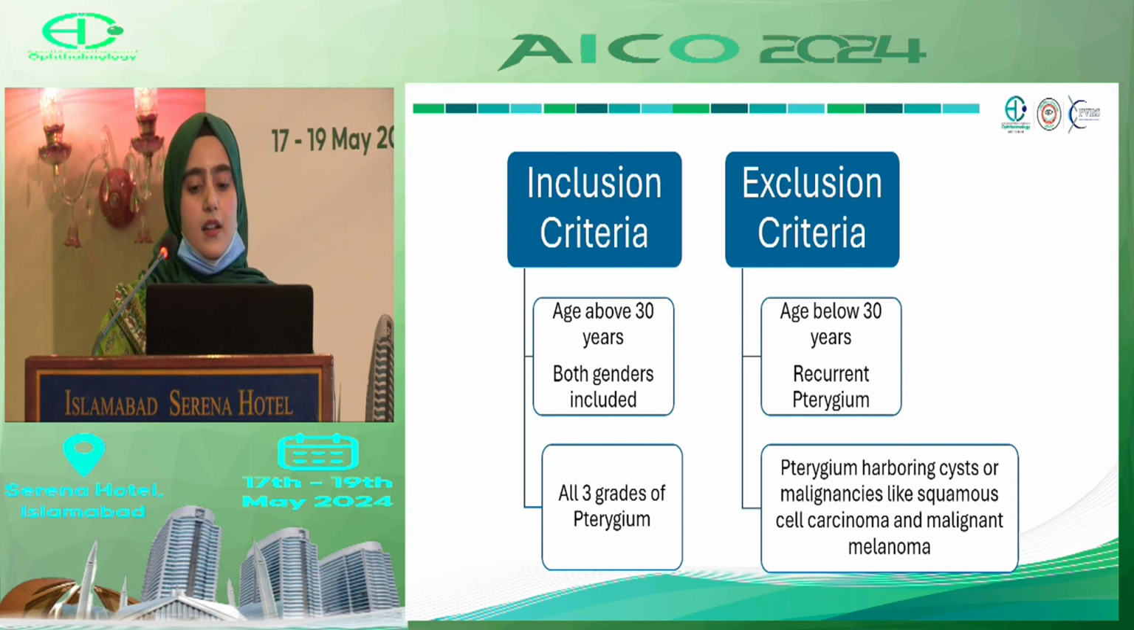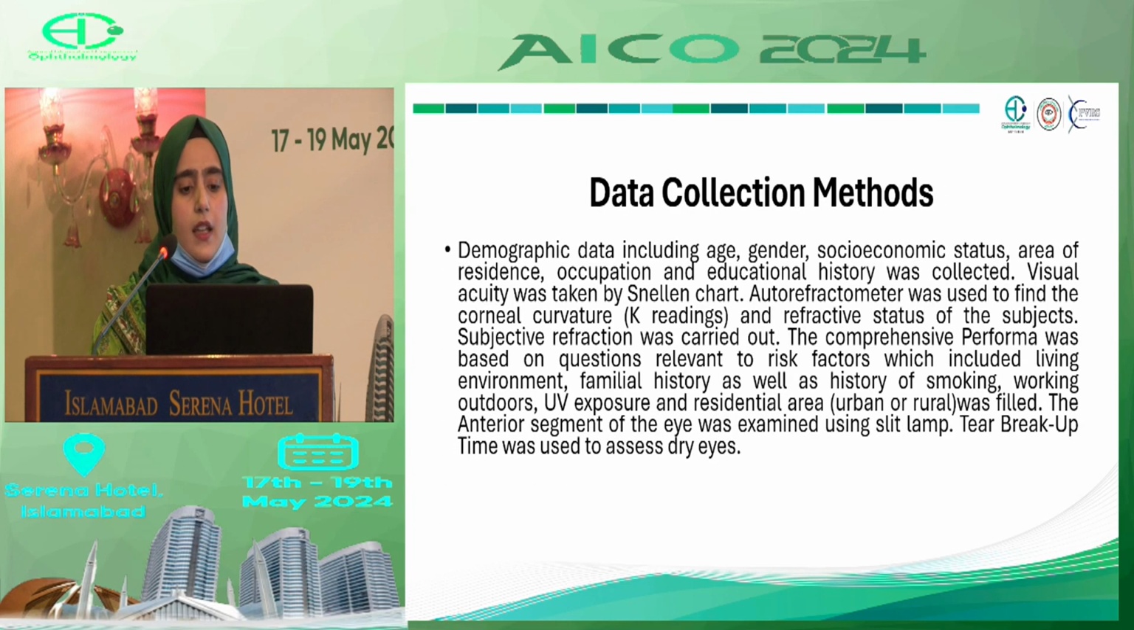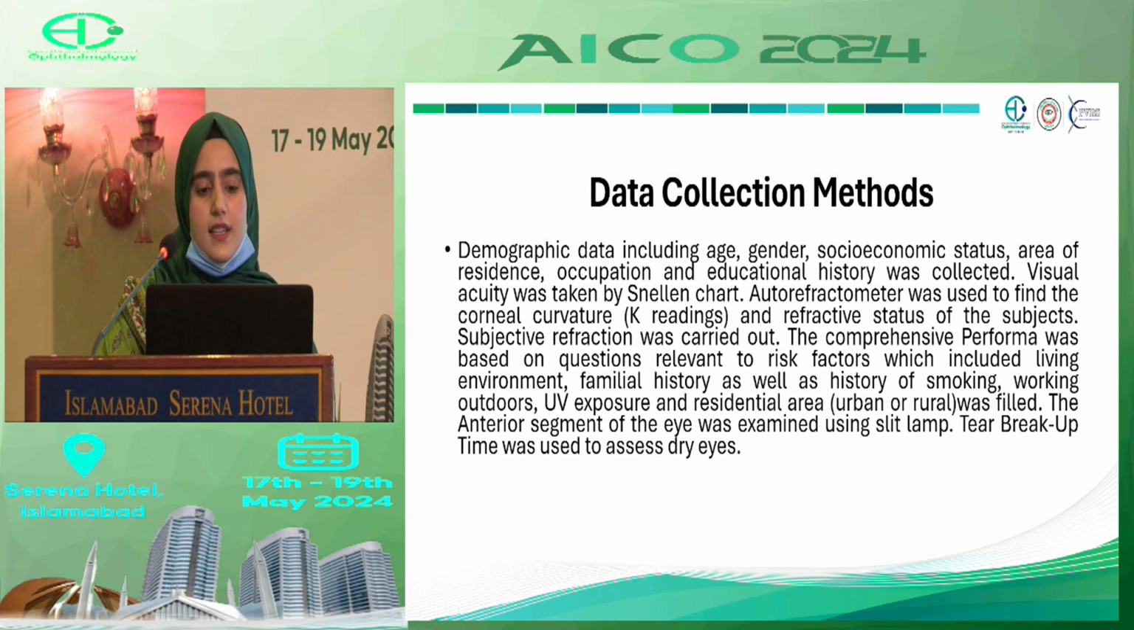Data collection instruments used were Snellen charts, slit lamp, autorefractometer, topical anesthetic agent, and fluorescein strips. I collected the data using a self-structured proforma. Demographic data including age, gender, socioeconomic status, area of residence, rural or urban, occupation and educational history was collected. Visual acuity was taken by Snellen. Autorefractometer was used to check the K readings and refractive status.